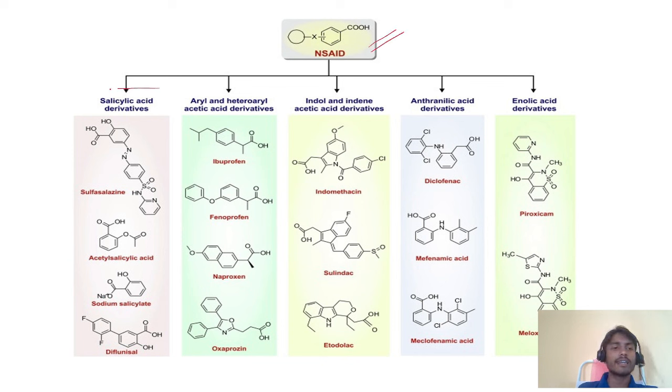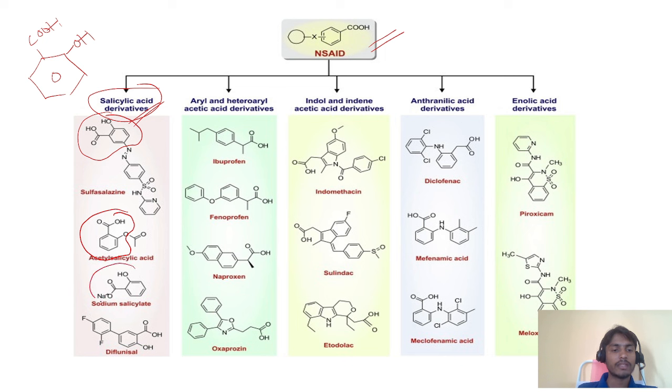So salicylic acid derivatives. Salicylic acid, where is it? This portion we can call salicylic acid. This group we can call salicylic acid in sulfasalazine. Okay, acetyl, here also salicylic acid is there. Okay, sodium salicylate, salicylic acid is there. So here also salicylic acid is there, diflunisal.